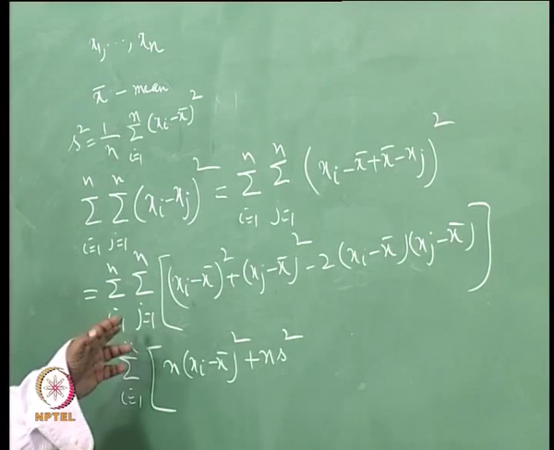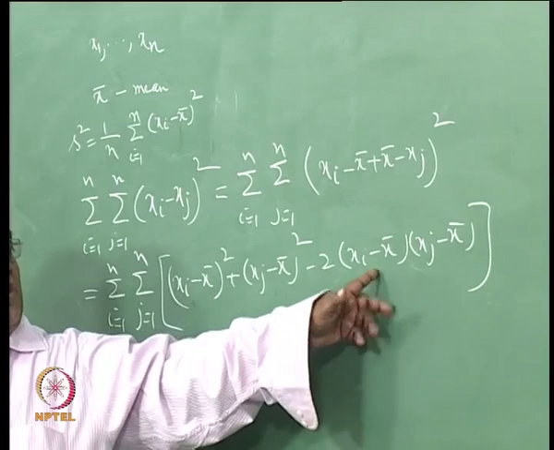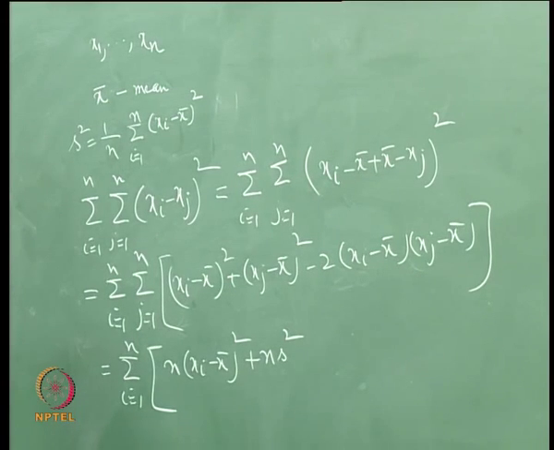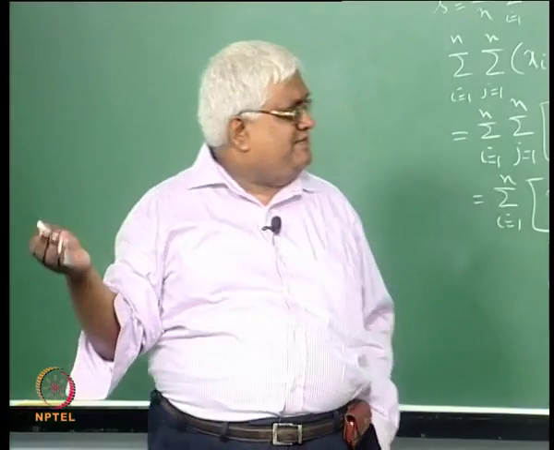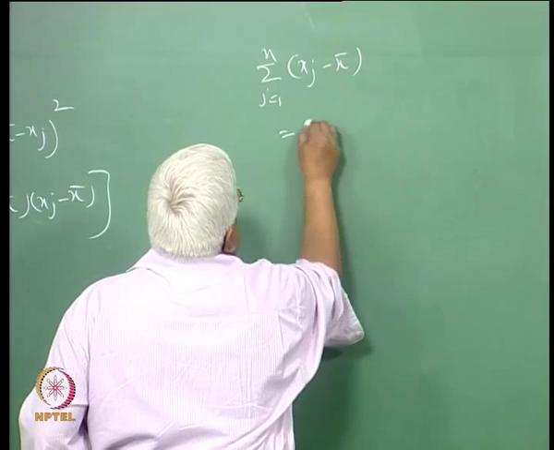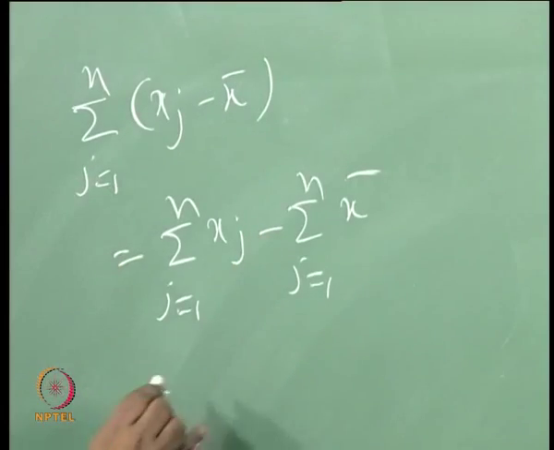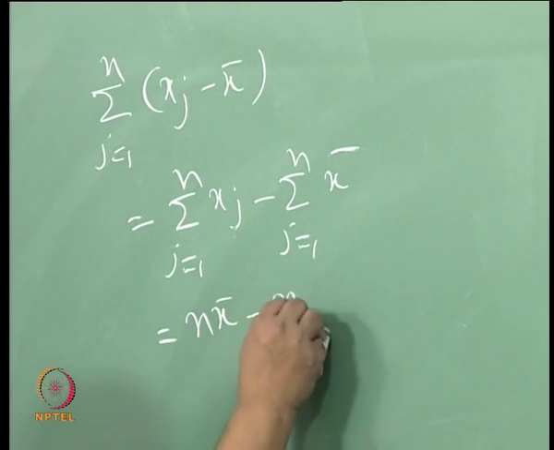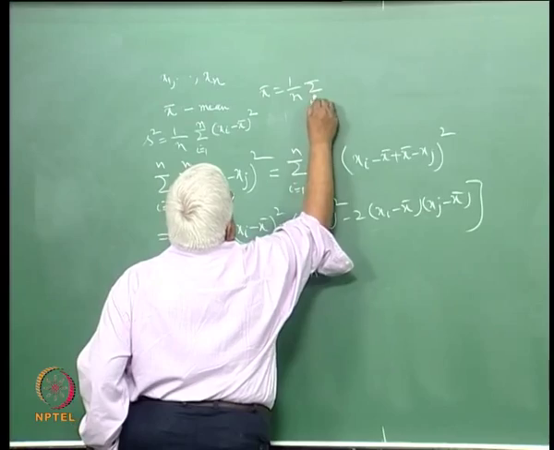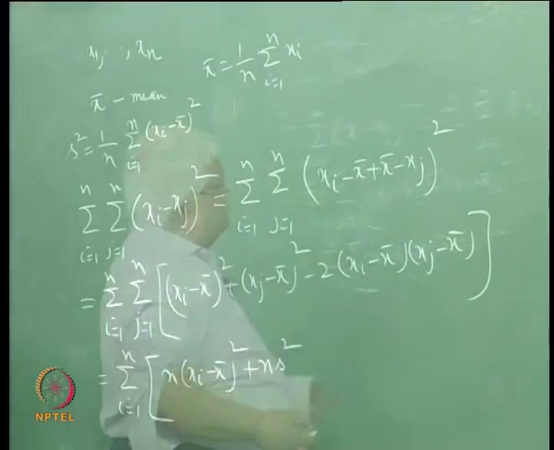Now, what about this one? Summation j is equal to 1 to n of this. Here 2 times (x_i minus x bar), it is something independent of j, so we can take it out. Summation j is equal to 1 to n (x_j minus x bar). What is the value of that? It is equal to 0. Are you sure it is equal to 0? Summation j is equal to 1 to n x_j minus x bar is equal to summation j is equal to 1 to n x_j minus summation j is equal to 1 to n x bar. This is equal to n times x bar minus n times x bar. What is x bar? X bar is, I or j, it does not matter, x_i. So, that is equal to 0.